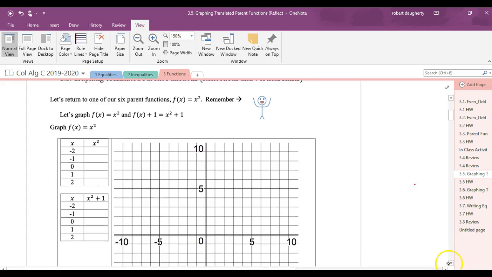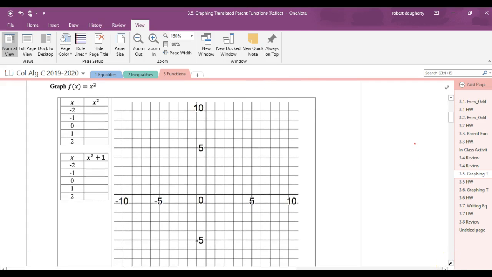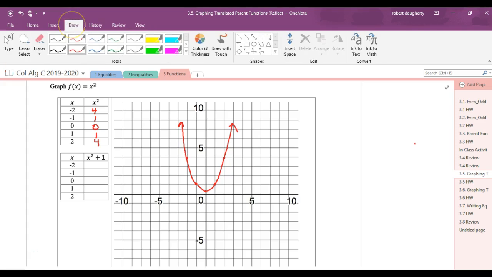So, remember x squared, this one was the touchdown, okay? So x squared, when we graphed x squared, if we square each of these numbers, remember the graph of x squared looks something like this. Okay. That was our graph of f of x equals x squared. Now, let's look at what it would be like if I graphed x squared plus 1.